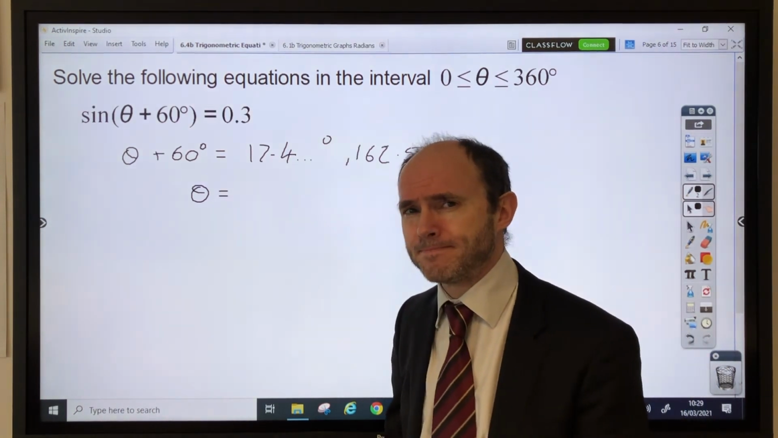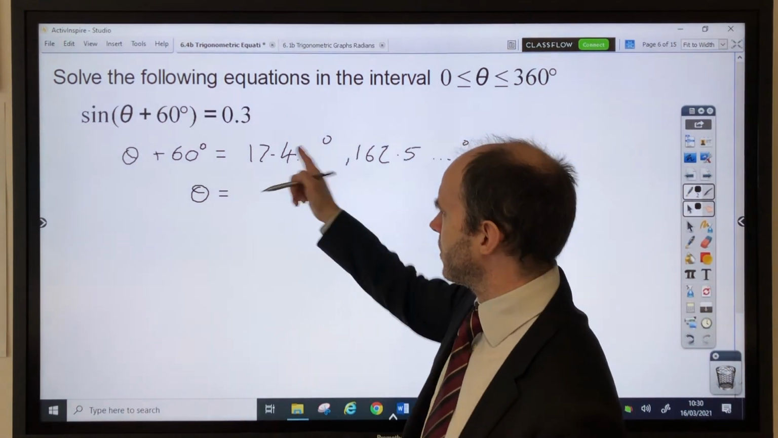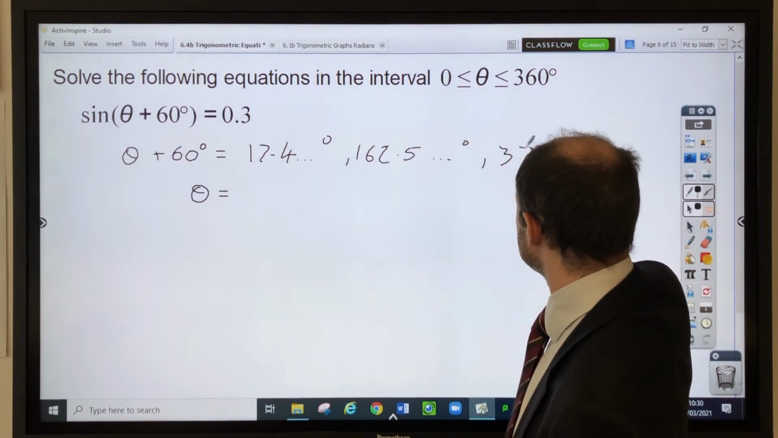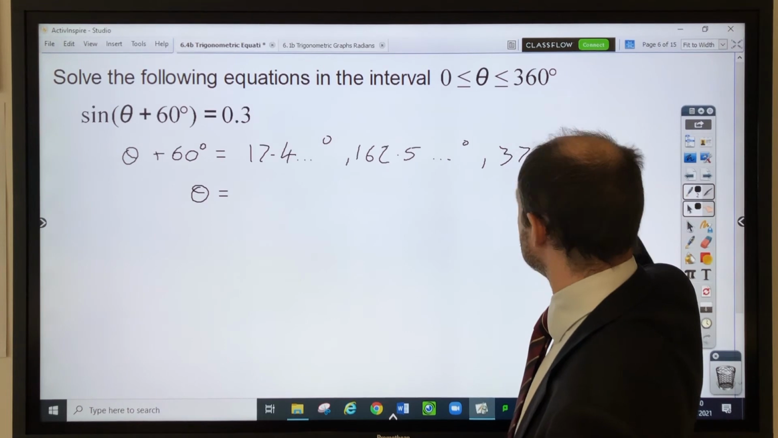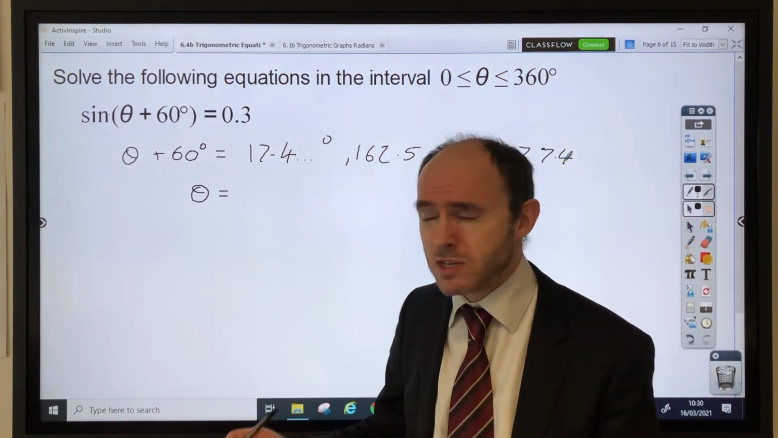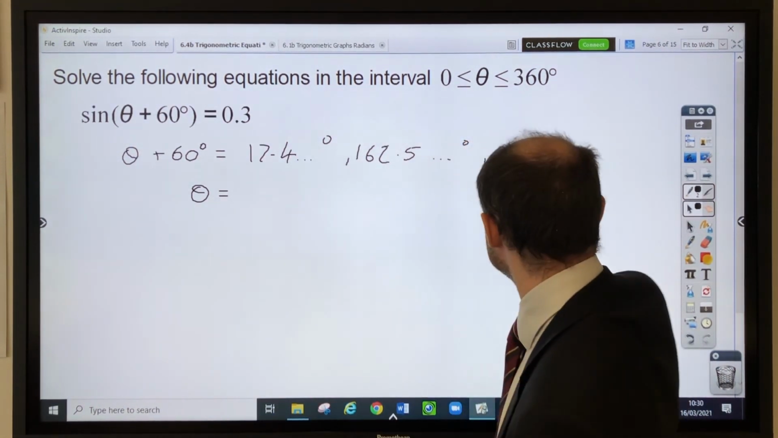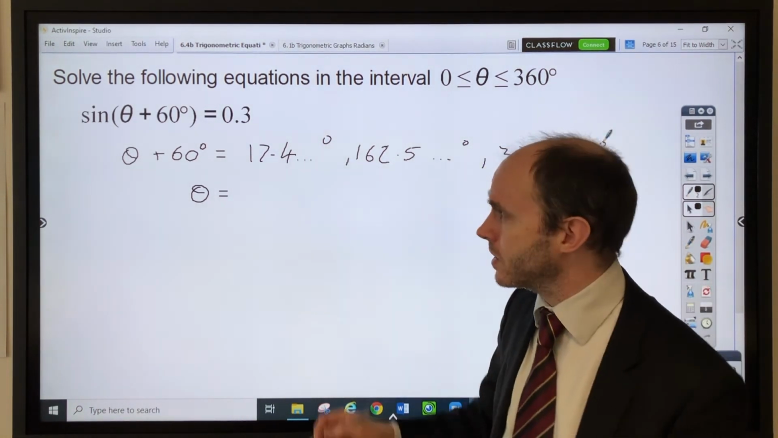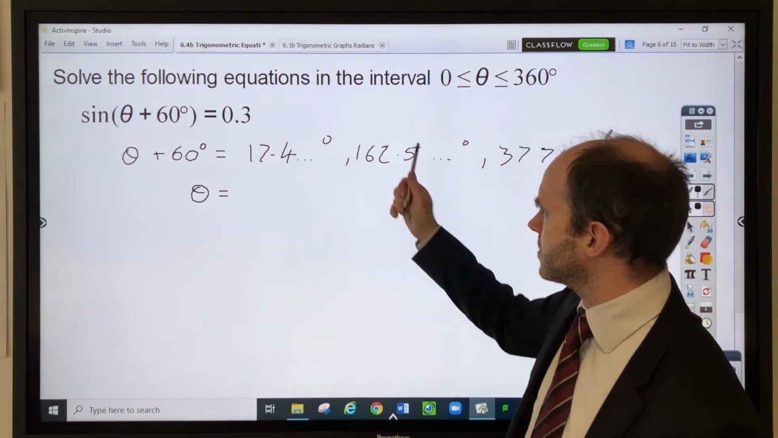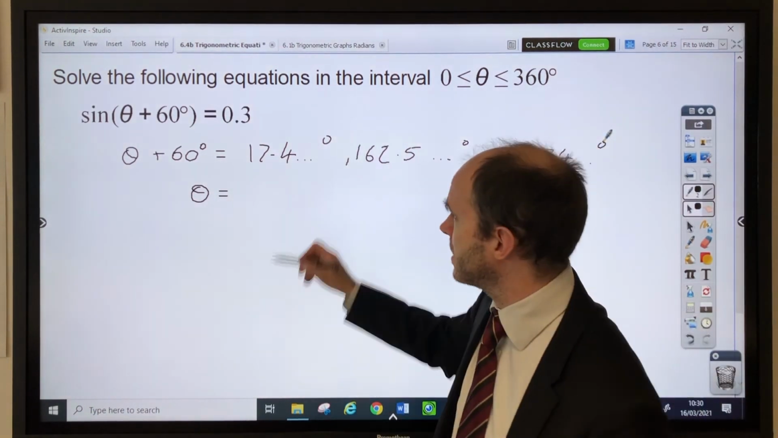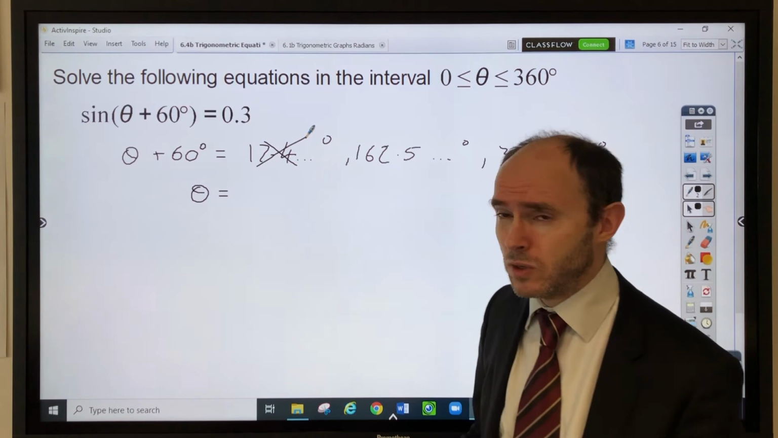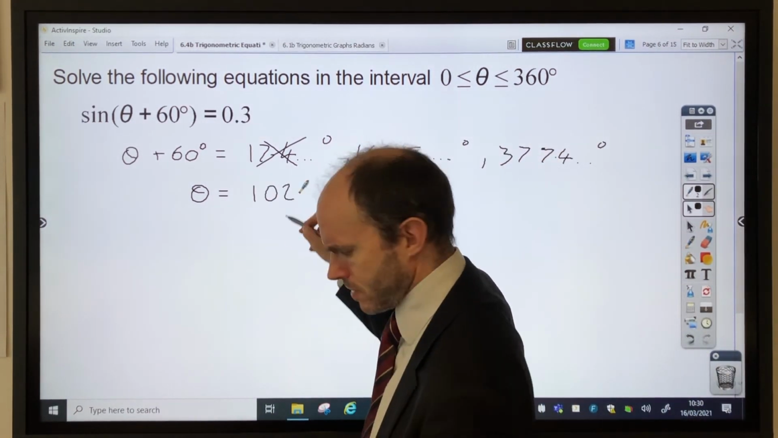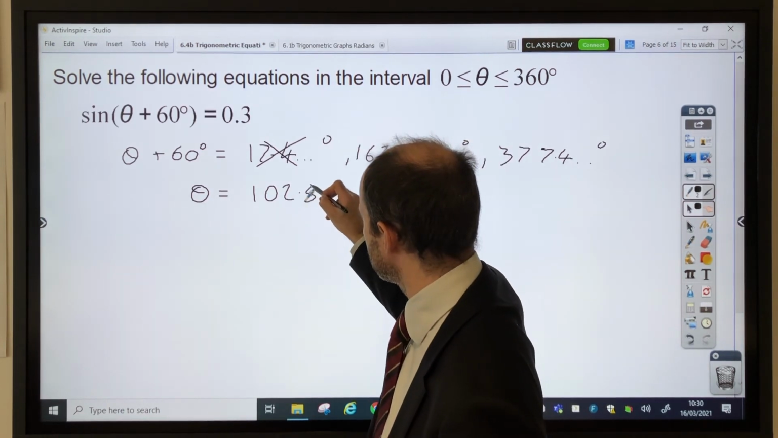What to do? Apologies for the bell. We just add on 360 degrees to that. Remember, you can keep on adding 2 pi in radians or 360 degrees to each of these to generate more answers. So we're going to add 360 degrees to that, and then we're going to subtract 60 from all of them. So subtract 60 from this, negative as I said, so we'll just cross it out because we don't need that anymore. This will subtract 60, so we have 102 point, let's just check, yeah, it's 0.5 degrees.